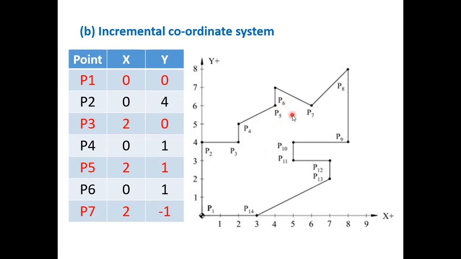Similarly, we can calculate for P6 and P7. You can see in P7 it is -1. For P7, P6 is 0 comma 0. I have to move 2 units in the x direction to come to P7, but I have to move -1 in the y direction. So that's why 2 comma -1.